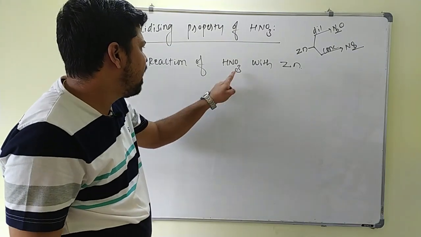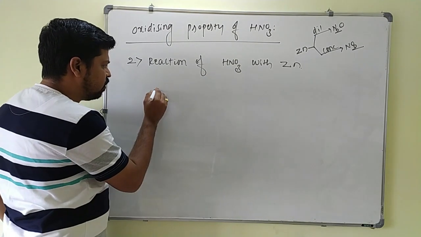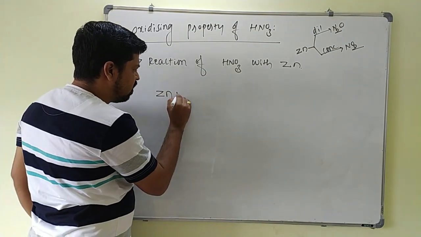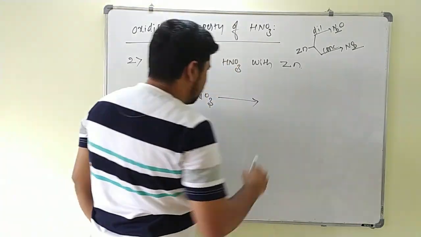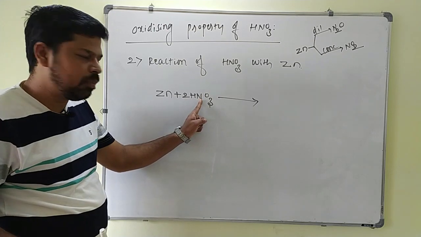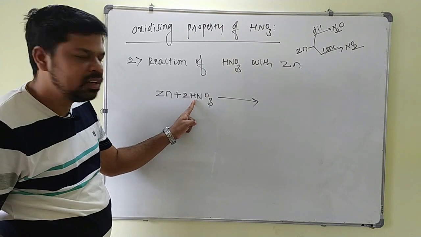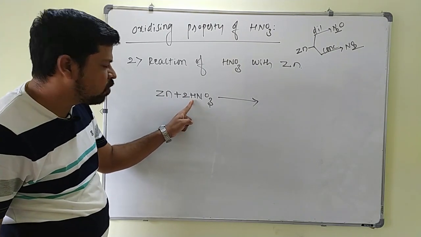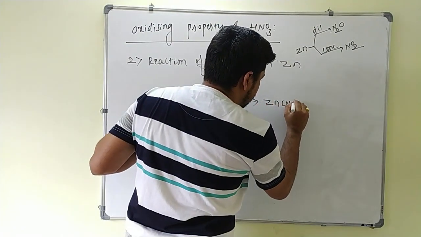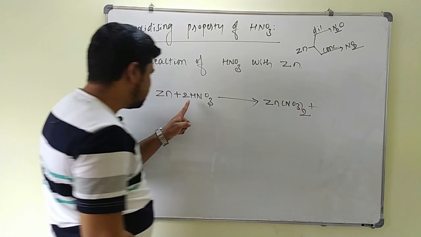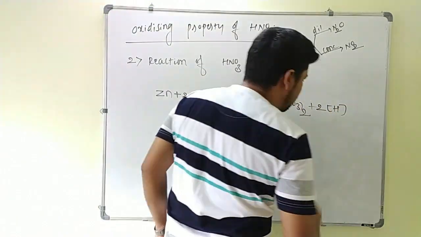So first I will write the reaction of concentrated HNO3 with zinc here. Zinc directly reacts with concentrated HNO3. See here, directly I have taken zinc reacts with HNO3 because zinc can easily replace this hydrogen, because zinc is more electropositive than hydrogen. So this zinc easily replaces hydrogen from the nitric acid. So directly there is a formation of zinc nitrate plus these two hydrogens, which are obtained as nascent hydrogens here.